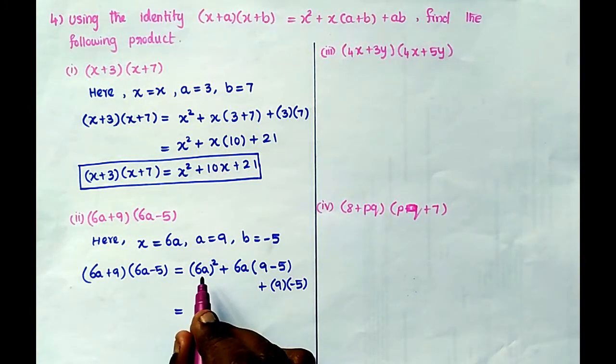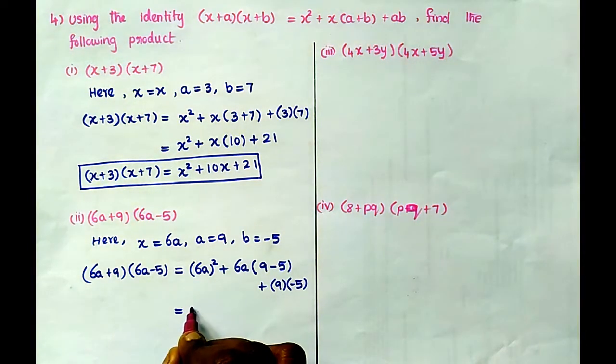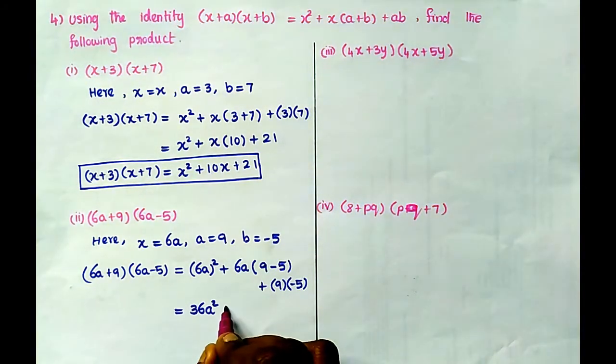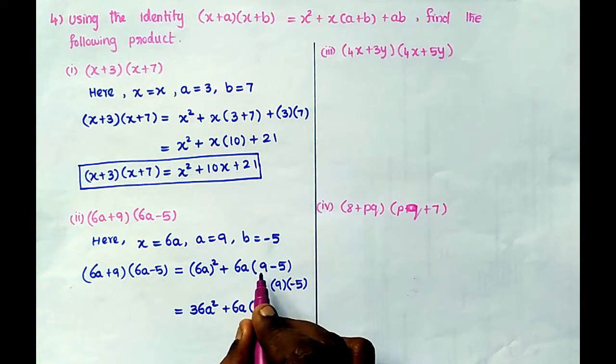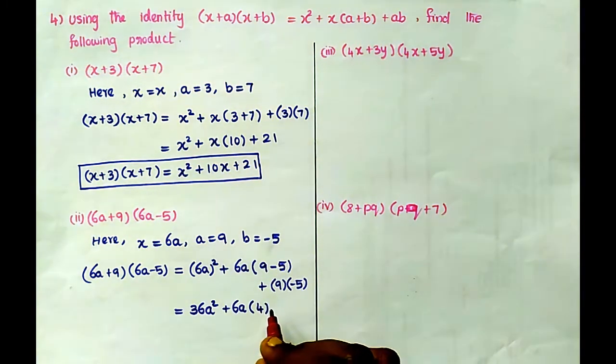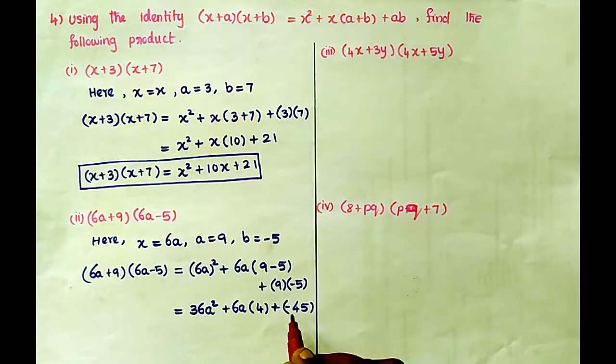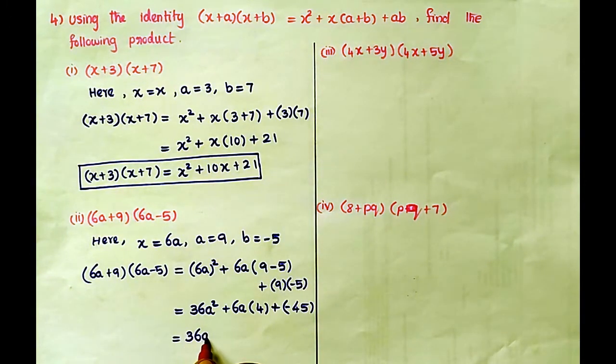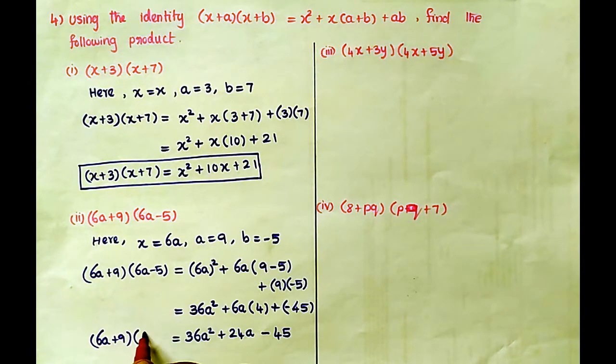6a whole squared, the squared for 6 also, so 6 into 6, 36, a squared plus 6a into plus 9 minus 5, we get plus 4, here plus into, here 9 into 5, 45, plus into minus, minus, so minus 45, so 36 a square, 6 4s are 24 into a, here plus into minus, minus 45, so 36 a squared plus 24a minus 45, that is 6a plus 9 into 6a minus 5, that is the answer.